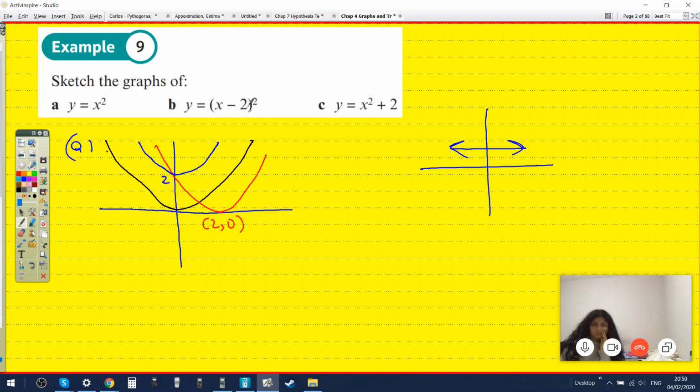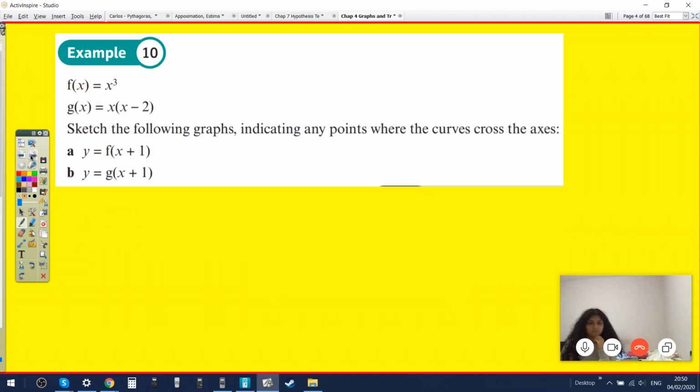If it's in the bracket next to the x, the x coordinates are changing. If not in a bracket next to the x, it's the y coordinates. If it's on the left side, right side, anything.